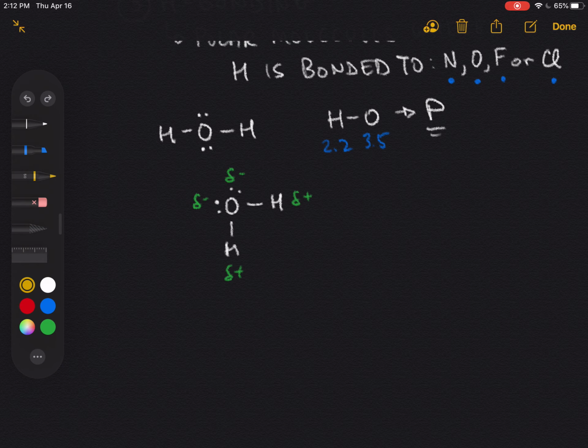So if we get a couple water molecules next to each other, we get these things interacting.